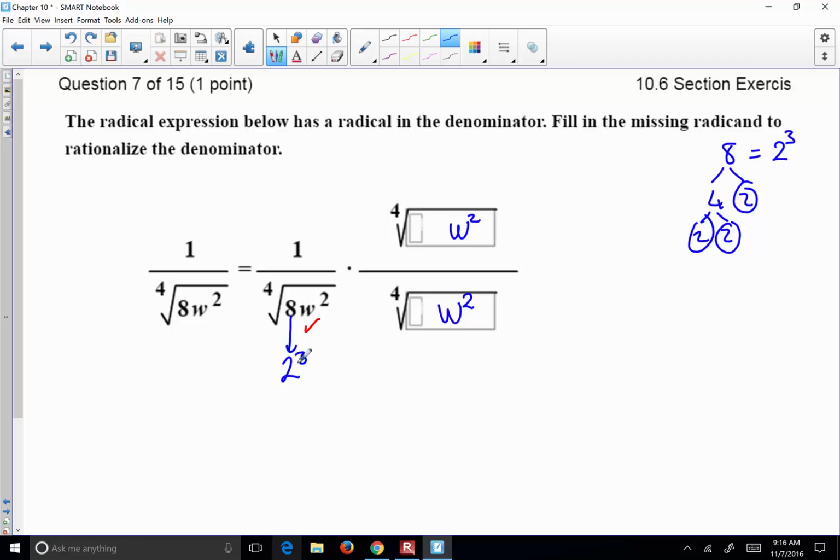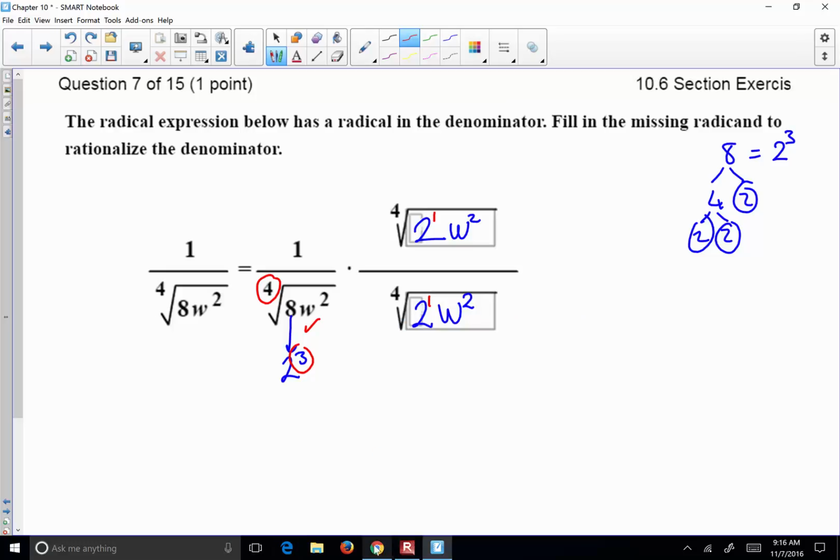So this is 2 with 3 in pocket, but you need 4. So how many more 2's do you need? Just 1, 2 to the first. So it's 2w squared is what you need. Again, this is 3. You're a little short. I need 1 more to make them 4. This is all you need to do in number 7. You don't have to do anything else. So I will stop here.